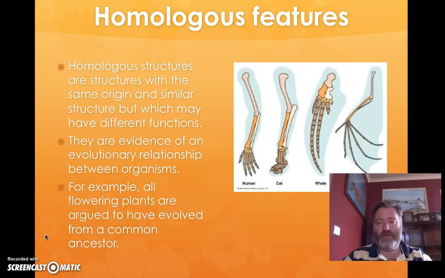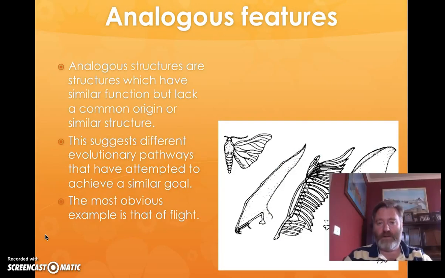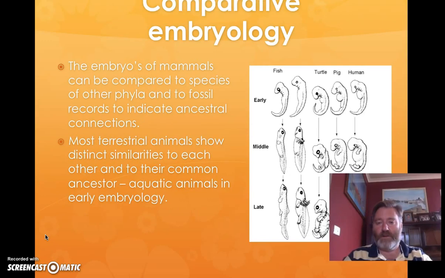Homologous structures are structures that have a similar shape but have quite different functions. So in the human, cat, whale, and bat there, you can see our forelimbs. They all use them for locomotion, but they all achieve it quite differently. In analogous structures, we see animals that have developed the wing, for instance, but in quite different ways. So their structures are quite different, but their purpose is the same.